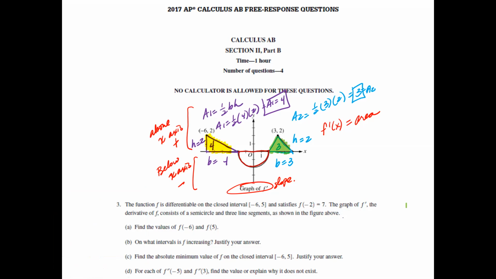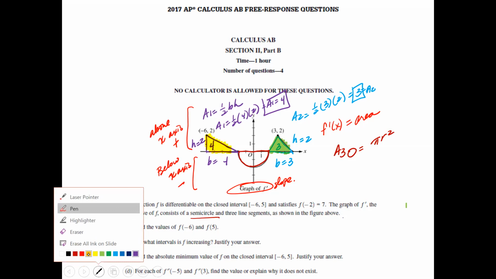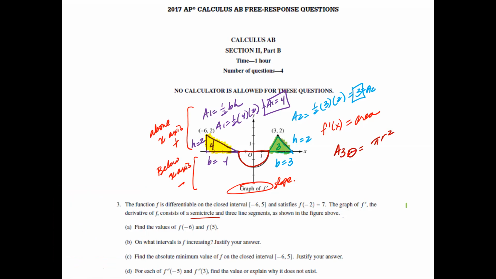Okay. So then I see that the last area I need to focus on is this semicircle, and in the question it even says that it consists of a semicircle. The graph itself is not f of x, it is f prime. So if I think about a full circle, area 3, it will be pi r squared. But given the fact that it is only half of a circle, a semicircle, it is 1/2 pi r squared.